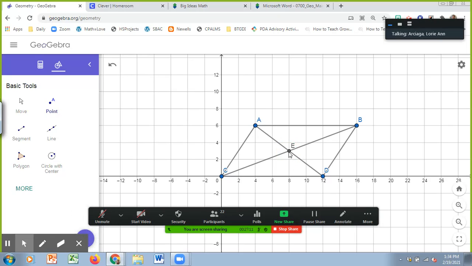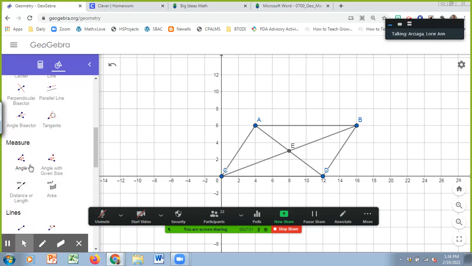Okay, you have to put a dot in the middle so you can show the measures. Once you have that, you're going to click on more, and then you have to measure the length from AE to ED, and then from CE to EB. There you go.